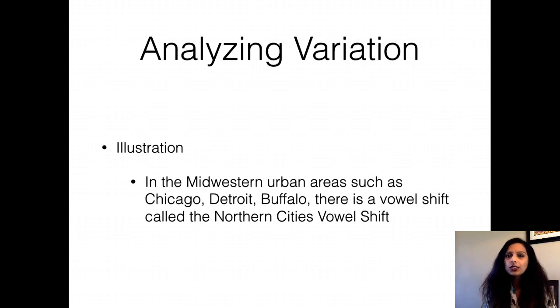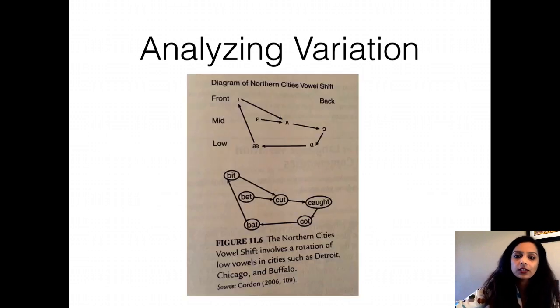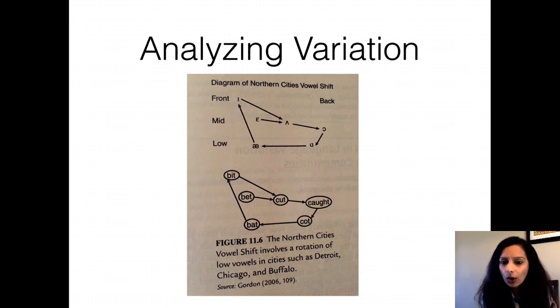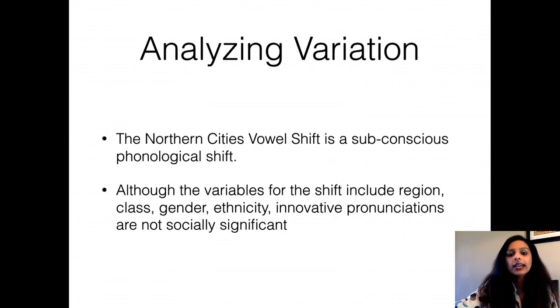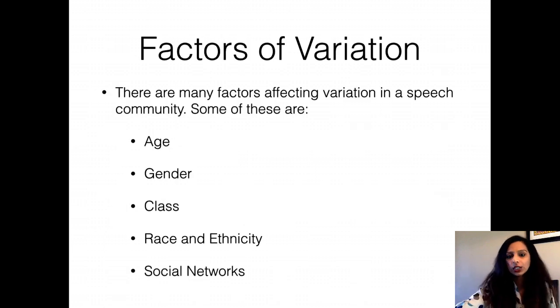There is another kind of change, called a change from below. An example is a vowel shift called the Northern Cities vowel shift. Here's an example from your textbook, where a lot of vowels shifted in cities such as Chicago, Buffalo, Detroit, etc. We do not know why this variation exists. It happened at a particular time, and we don't know why. This kind of change is very subconscious, and it's not socially stigmatized, which is why we call it a change from below.